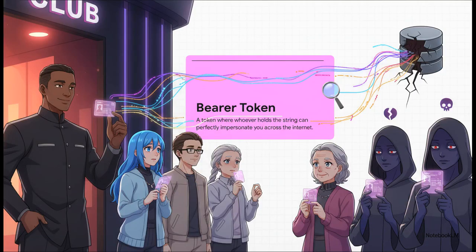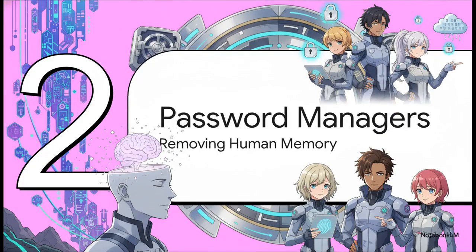The second, and honestly perhaps more fatal flaw, is this concept of a bearer token. Think of it like walking up to a club and handing the bouncer your physical ID card to just keep. Whoever holds the token is automatically assumed to be the owner. So if you accidentally give your password to someone else or a database leaks, they don't just have your secret, they literally are you to the computer. They can perfectly impersonate you across the entire internet. Combine this with the fact that humans notoriously reuse passwords across multiple sites, and you've got a recipe for absolute disaster. Which brings us to Section 2, the password manager upgrade, taking human memory completely out of the equation.